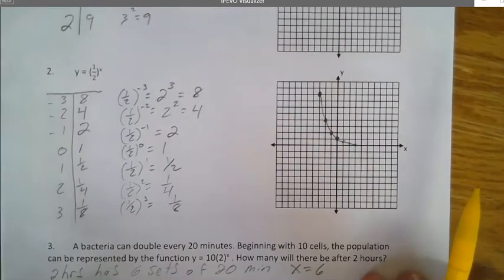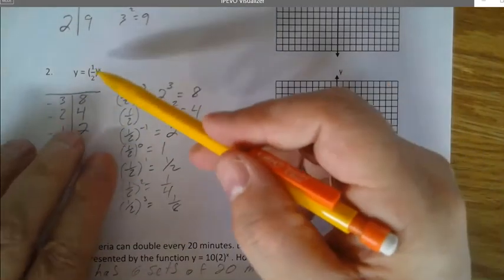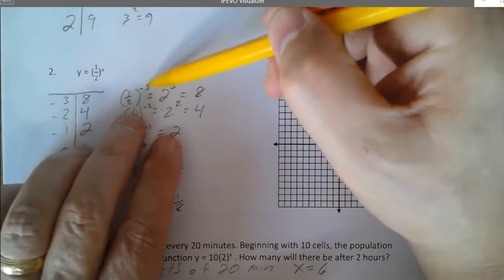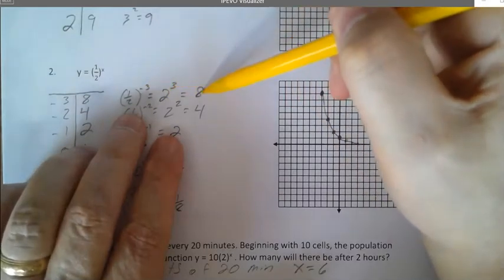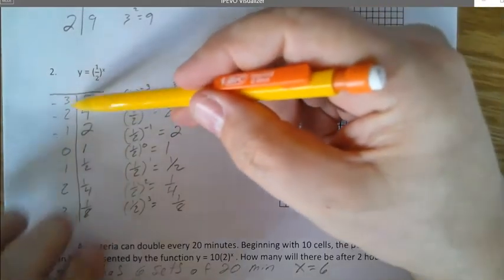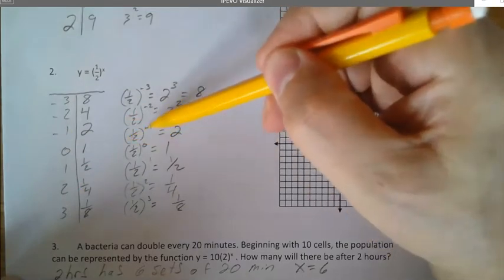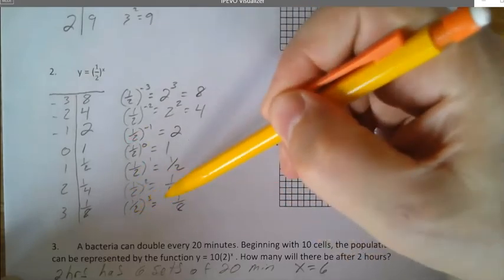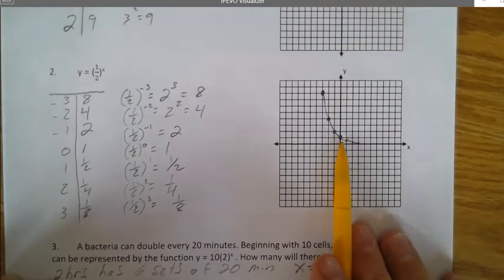Number 2, notice I have more input values because this base is smaller. So when we do 1/2 to the negative 3, we do the reciprocal and it's positive 3, and 2 to the third power is 8. So negative 3, 8. And then you can continue doing the inputs, and we get 4, we get 2, 1, 1/2, 1/4, and 1/8, 2, 4, 8. And then the graph of the values are over here.